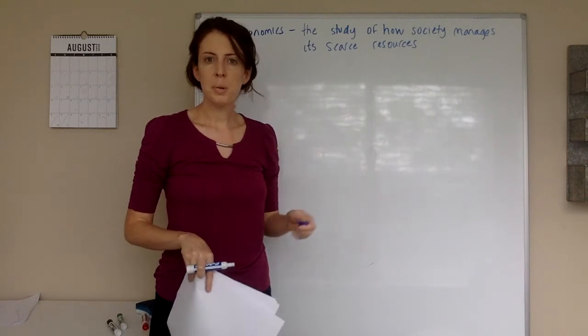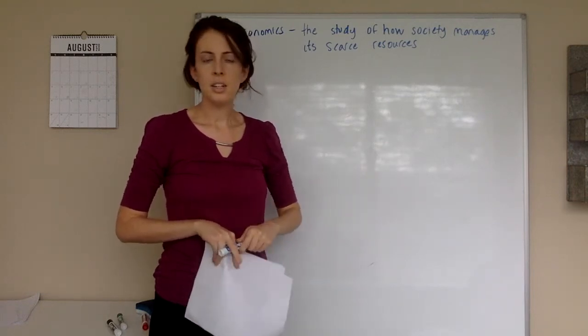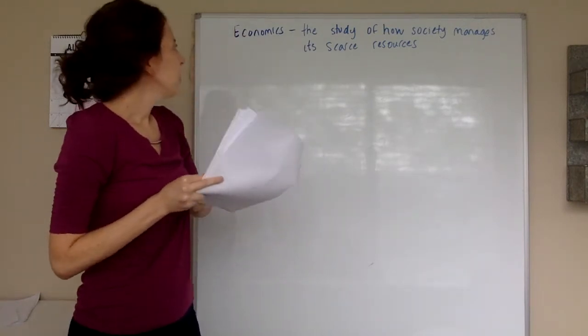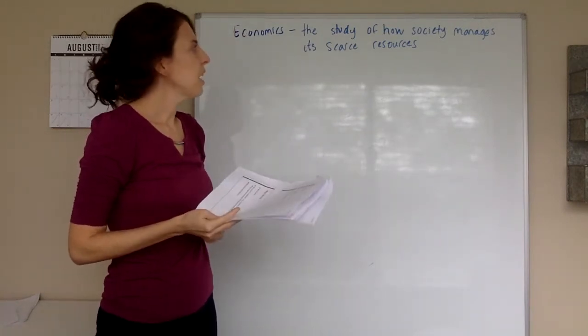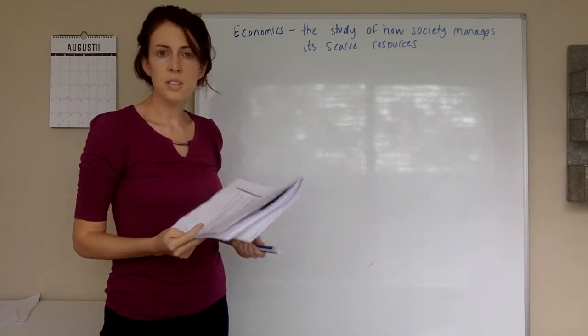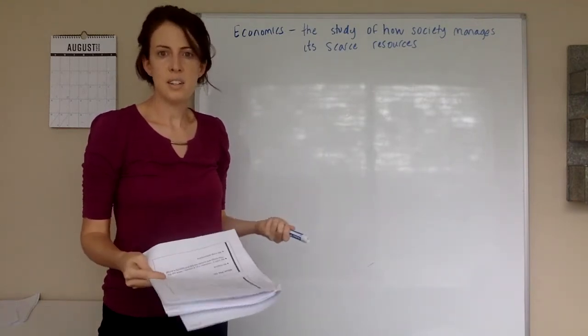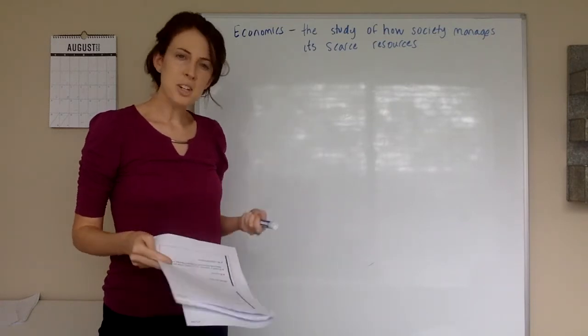Today we're going to follow up where we left off last class and go through chapter 2. Where did we leave off last class? We left off with the definition of economics, which is the study of how society manages its scarce resources. So economists need to come up with some way to understand how things get allocated to different people. This is actually really hard to do.